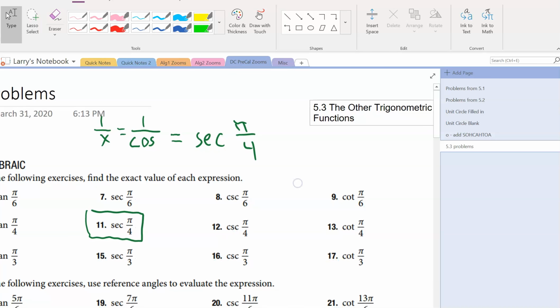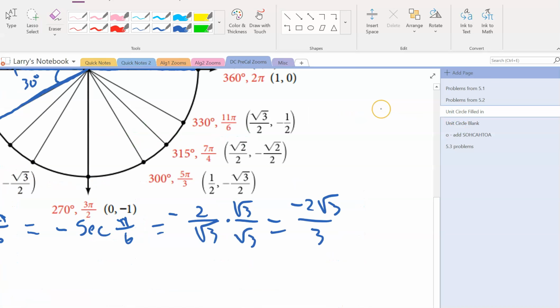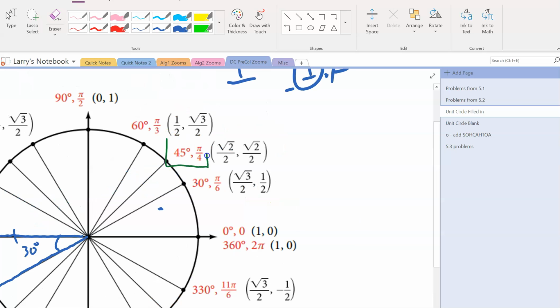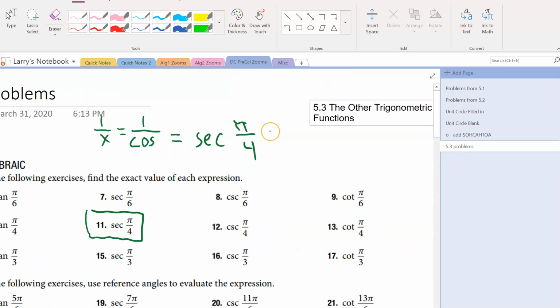All right, back to our unit circle. We're looking for pi fourths. Pi fourths is same as 45 degrees. We're talking about x. X is the square root of 2 over 2, but we want 1 over that. We want the reciprocal. That's going to be 2 over the square root of 2. So secant of pi fourths is 2 over the square root of 2.